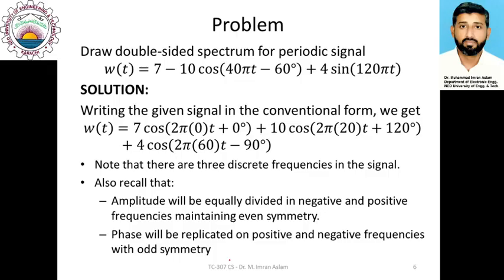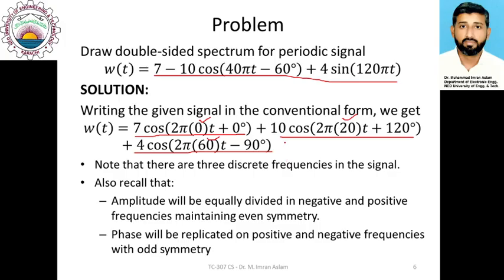So let us take a simple example. This is the previous example that we used to plot the one-sided spectrum. Now we want to plot the double-sided spectrum of the same signal. First I have transformed this signal into the standard form using our conventions. This signal has three components or three frequencies: first is 0 frequency, second is 20, and third is 60. So we have three frequencies here, and using this expression we can easily draw the spectrum.